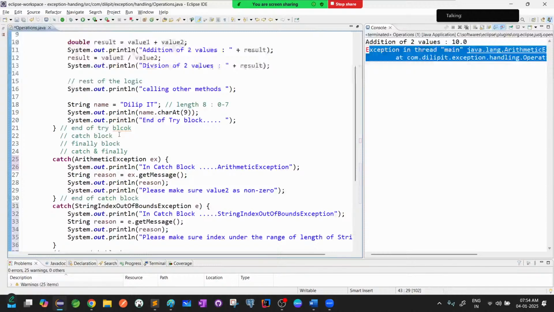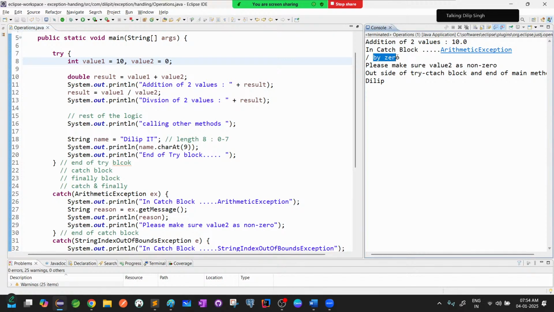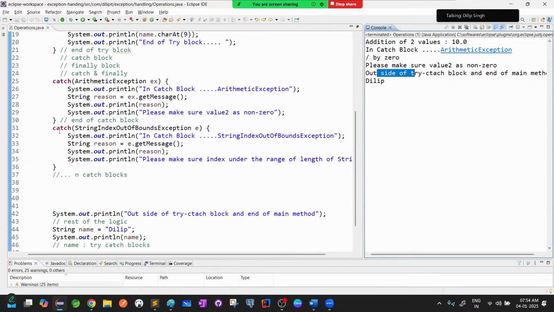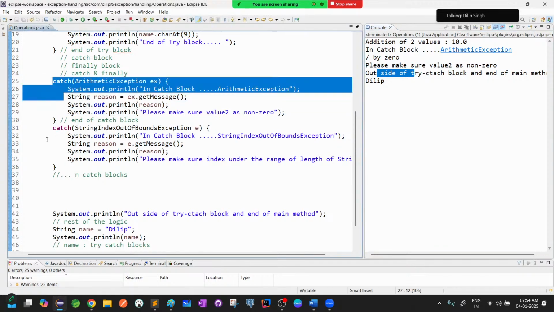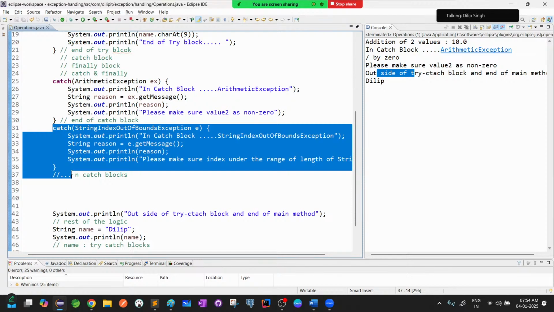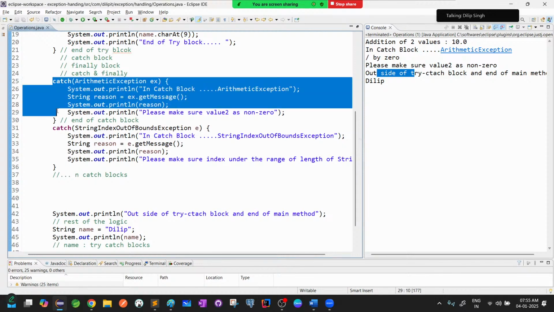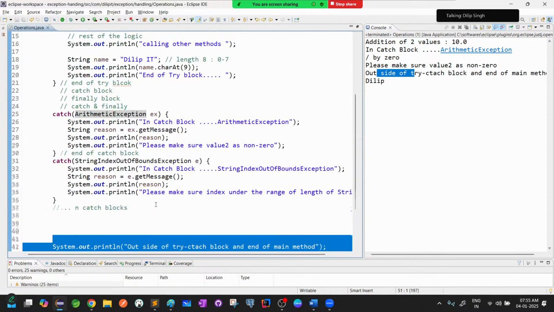So let's give the 0. See, divided by 0 in the catch block of arithmetic exception. Make sure value 2 is non-zero outside of the try block. So what's happening? Once this catch block is executed, it will not consider the other catch blocks, because you found your expected exception block. That will be executed, and it will leave all the catch blocks and execute the rest of the logic.